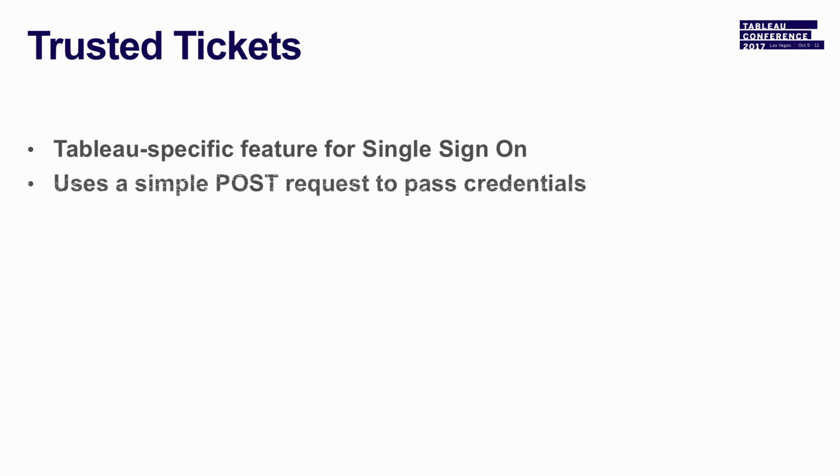If you're not using one of those 3 things, if you're using some bespoke authentication mechanism or some standard that wasn't in that list that we don't yet have a configuration for, you can use what's known as trusted tickets. Trusted tickets is a Tableau-specific feature for single sign-on. So this isn't an industry standard term or anything. And it allows you to pass user information from your application to Tableau server with a simple post request. Because you're just doing this over a simple HTTP request and a little bit of dynamic JavaScript, that means you can integrate with literally any other authentication mechanism.